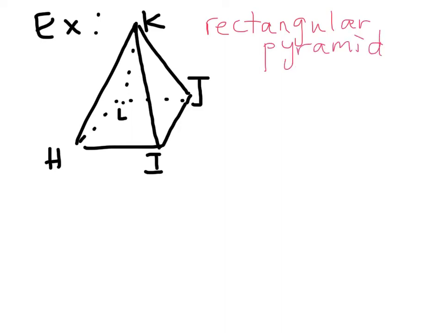Okay? And then if I'm going to go through and identify those different parts of it, let's talk about the bases first. Well, a pyramid only has one base. So the base of the pyramid, I'm just going to name it by the letters. It's a rectangle, and so I'm going to name it by those 4 letters. So the base, you can name them in any order as long as you go around the rectangle. HLJI would be the base of that rectangular pyramid.